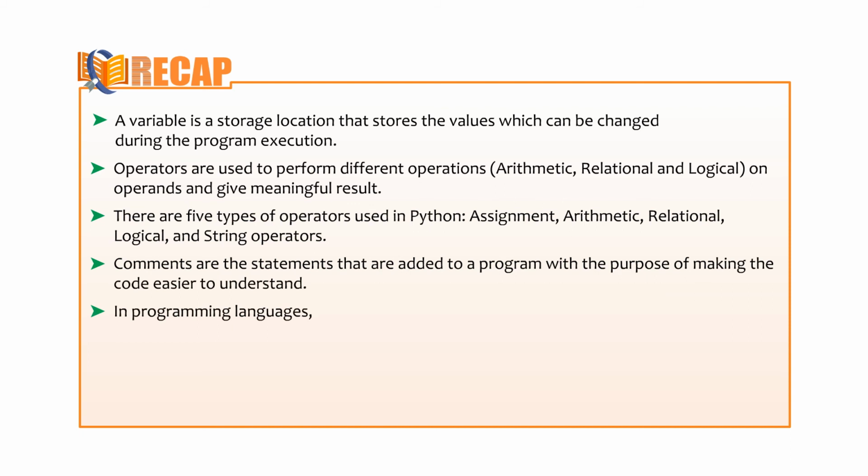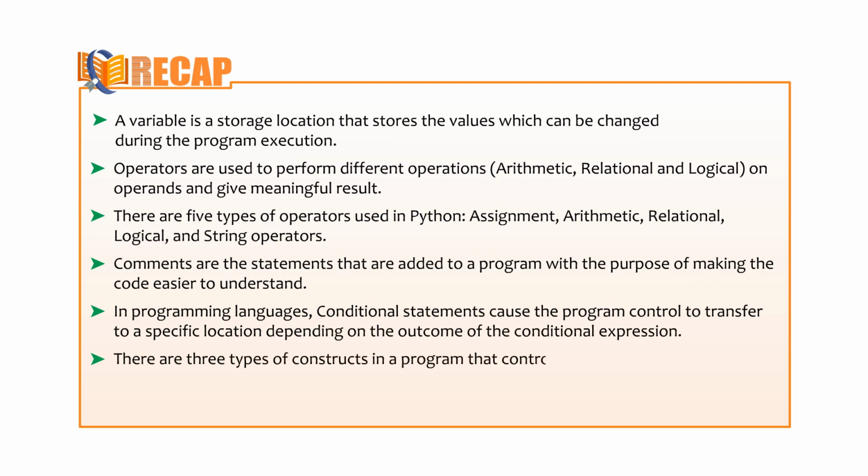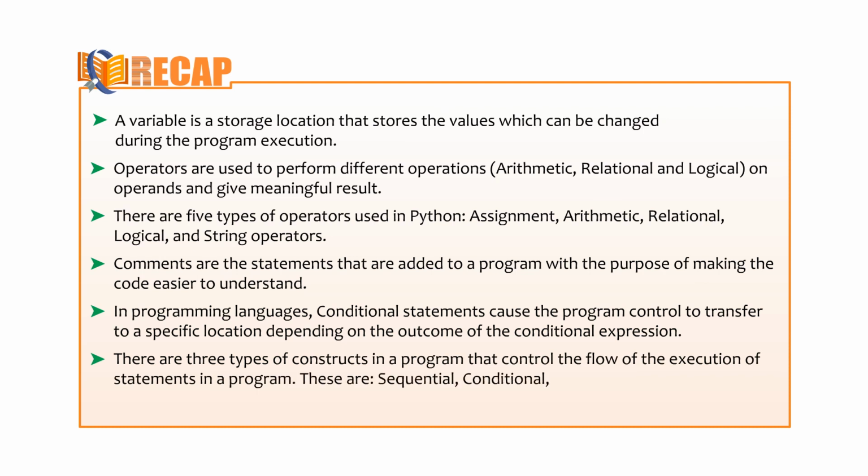In programming languages, conditional statements cause the program control to transfer to a specific location depending on the outcome of the conditional expression. There are 3 types of constructs in a program that control the flow of the execution of statements in a program. These are sequential, conditional, and iterative. If, if-else, and if-elif-else are the 3 types of conditional statements.